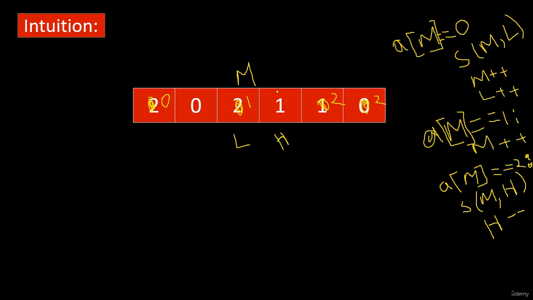Now we're going to check, does the middle pointer point to 0? No, the middle pointer points to 1. So this is false. If the middle pointer points to 1, then we're just going to move the middle pointer to the next element. So let's move middle to this element. Now we see the middle pointer points to 1. We're going to move the middle pointer again to the next element. The middle pointer will point to this element.